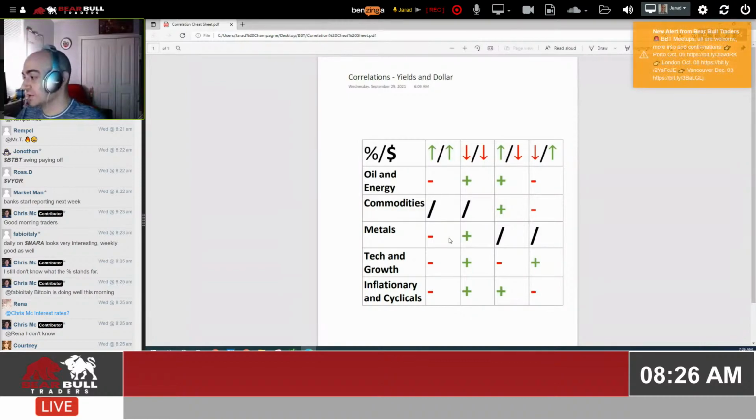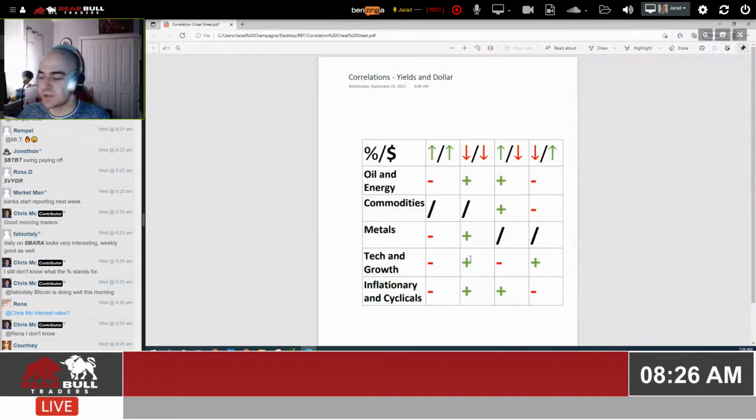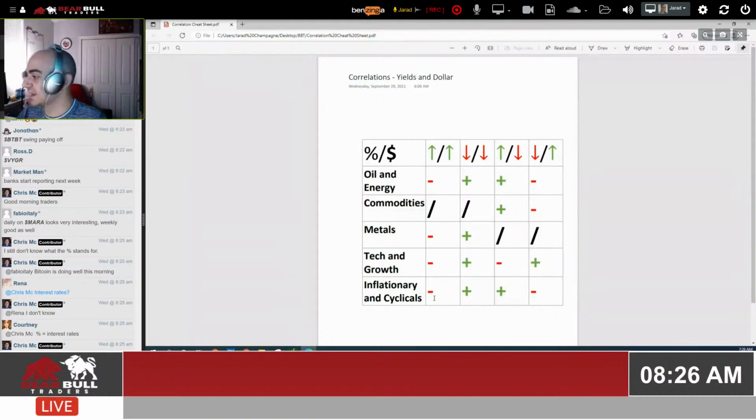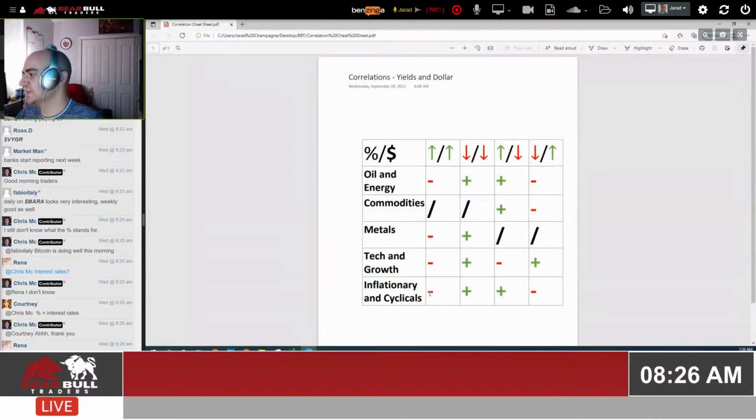Tech and growth, we know for sure that interest rates are a big negative for this area, and they certainly have underperformed from high to low, giving us one of the larger corrections. It's also worth mentioning that inflationary and cyclicals, they technically like a rising interest rate, but the dollar does put some additional selling pressure on equities as a whole. So arguable whether this is a pure negative environment or maybe some sort of mixed environment indicated by the slash.